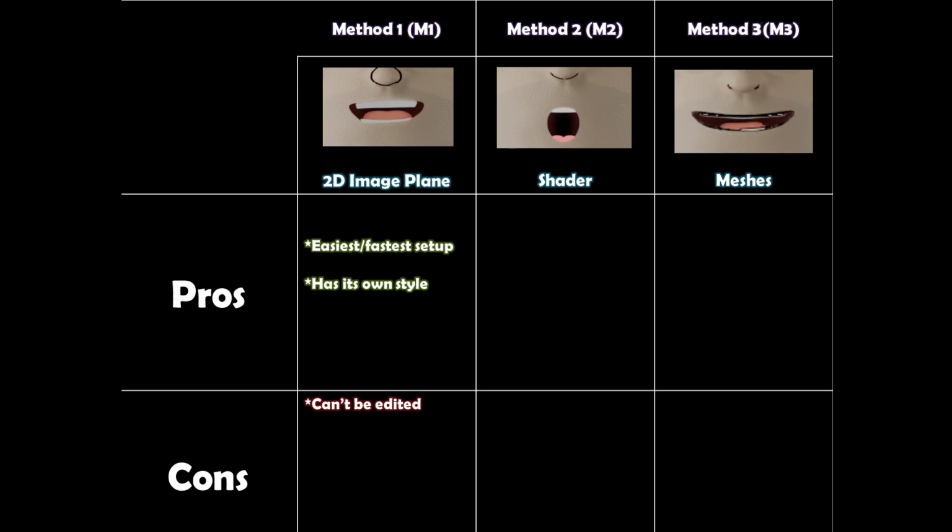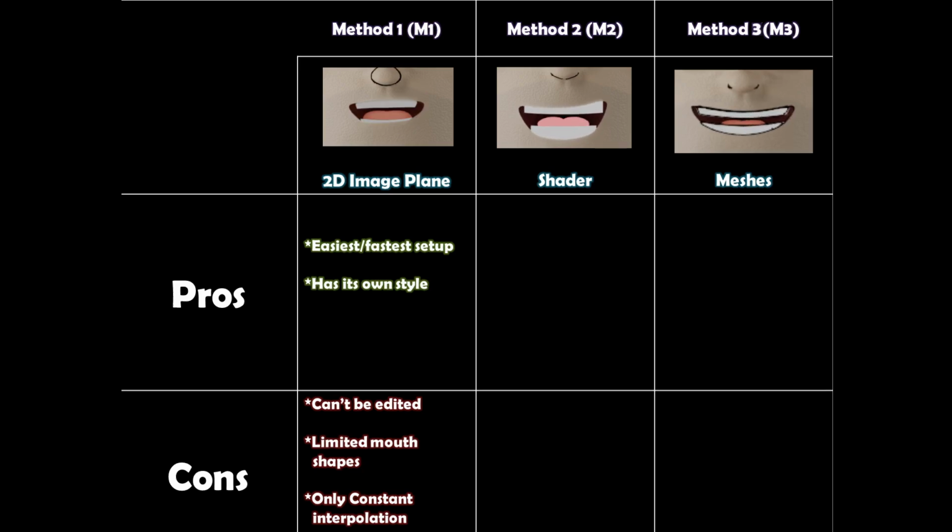That's pretty self-explanatory. Maybe that's the same as the second one, which is limited mouth shapes. You would have to source new images for every mouth shape that you want. They would all have to be the same style, and that can be quite hard to get unless you're a decent artist and can draw them all yourself. And the final con, if you consider it a con, is that it only offers constant interpolation. There is no way to have completely smooth blending between mouths.